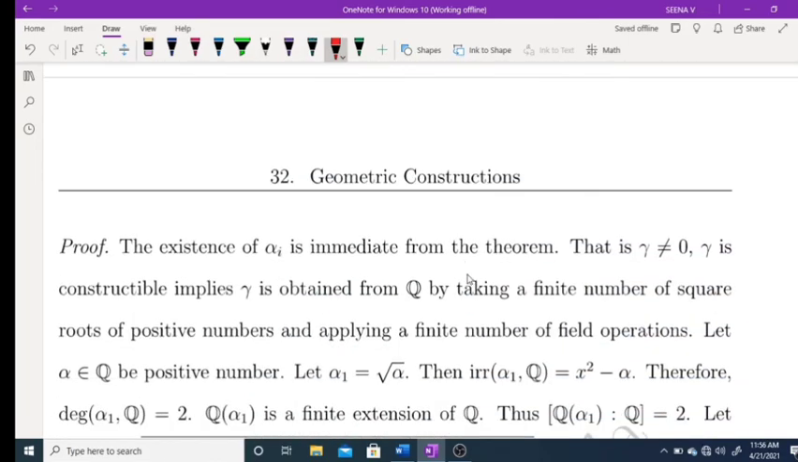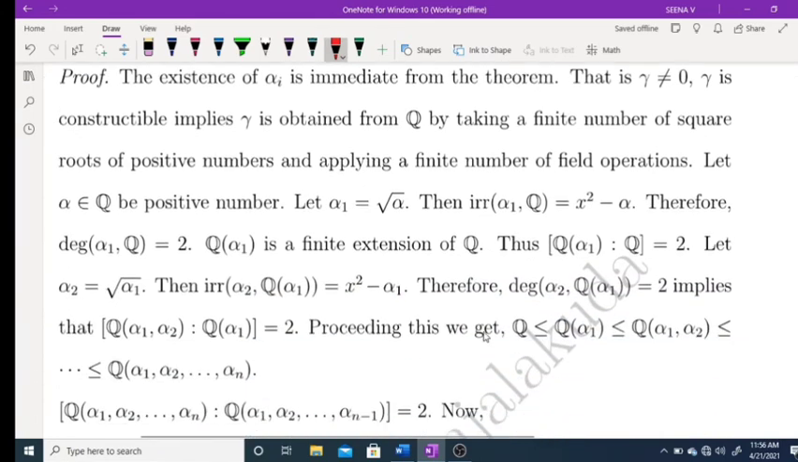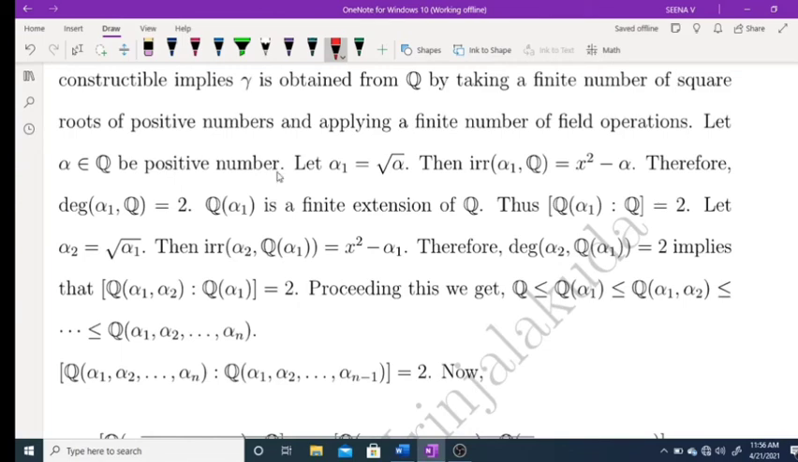then gamma is obtained from Q by taking a finite number of square roots of positive numbers and applying a finite number of field operations. Let alpha belonging to Q be a positive number and let alpha 1 equal root alpha. Then the irreducible polynomial of alpha 1 over Q is x square minus alpha. Therefore, the degree of alpha 1 over Q is equal to 2. Then Q(alpha 1) is a finite extension of Q. Thus the degree of Q(alpha 1) over Q is equal to 2.